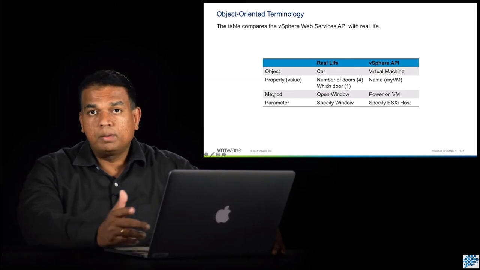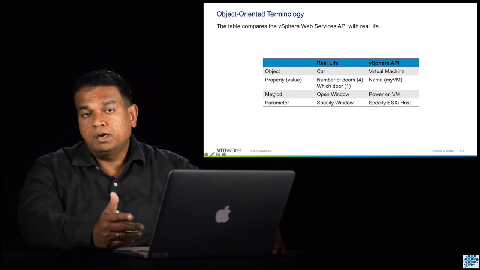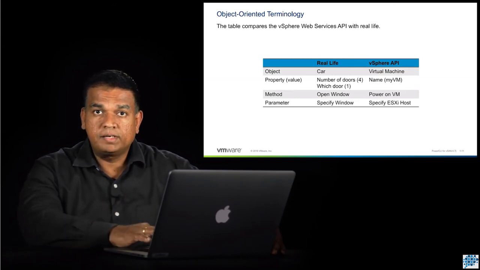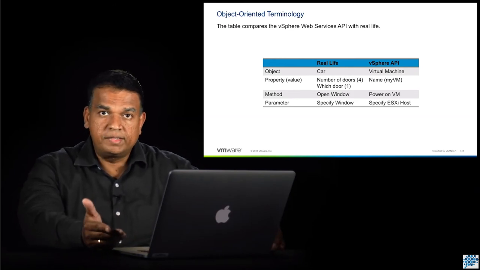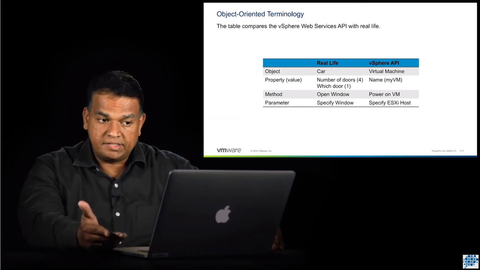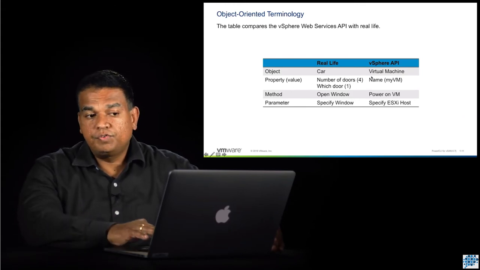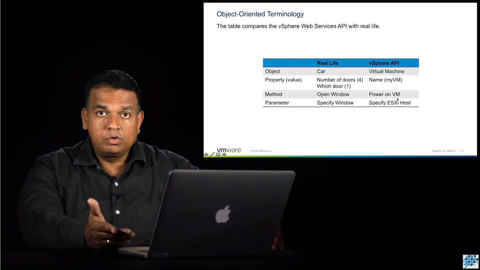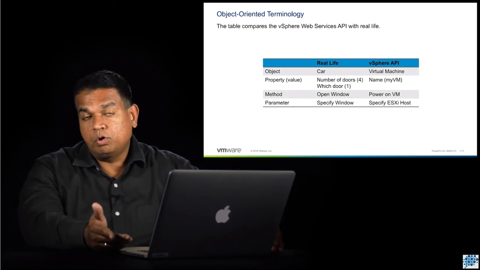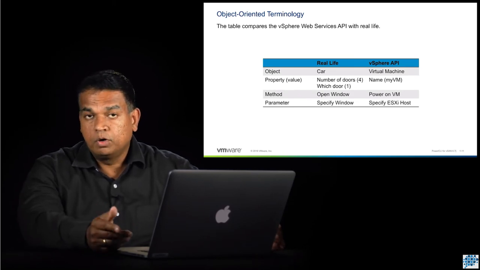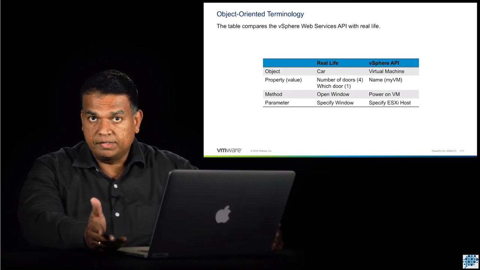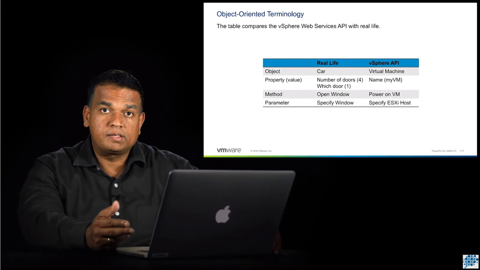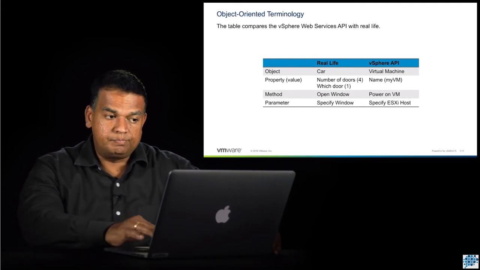Similarly, there is something called a method. A method in terms of a car would be something like opening the window or pressing the accelerator. These are all methods which perform an action. Similarly, in the vSphere world, a method would be something like powering on a VM, taking a snapshot of a VM, or powering off a VM. All these come under the category of a method. A method, as the term indicates, is something which performs an action.